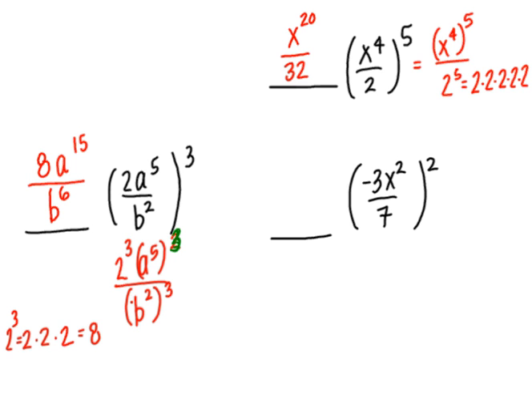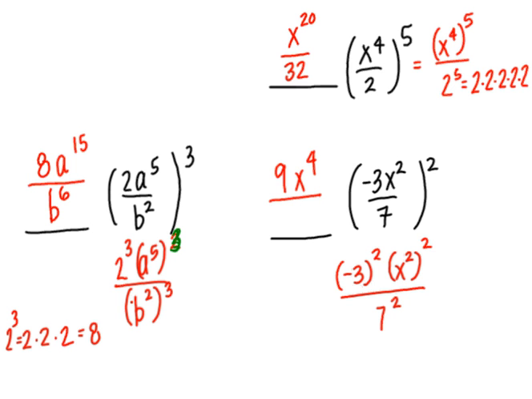Our last problem is negative 3x squared over 7 to the second. So that's going to be negative 3 to the second, x squared to the second, over 7 to the second. Negative 3 to the second is negative 3 times negative 3, which would be 9. X squared squared would be x to the fourth, multiplying those exponents. And on the bottom, 7 squared is 49. And that's what we would get with those. That's our first group.